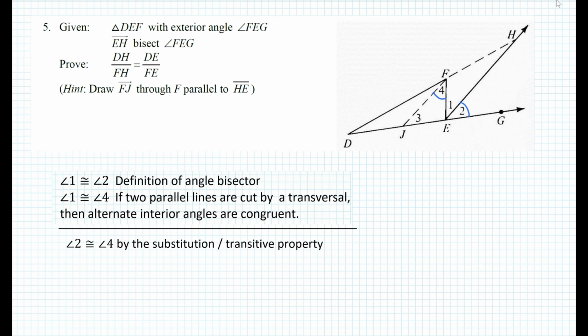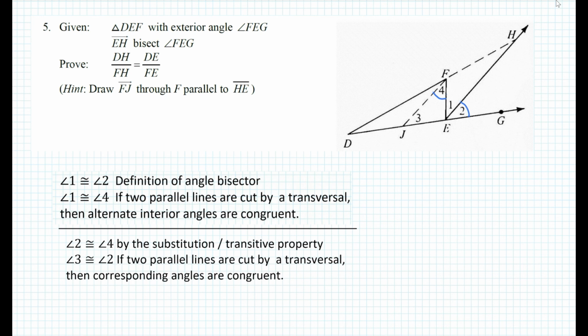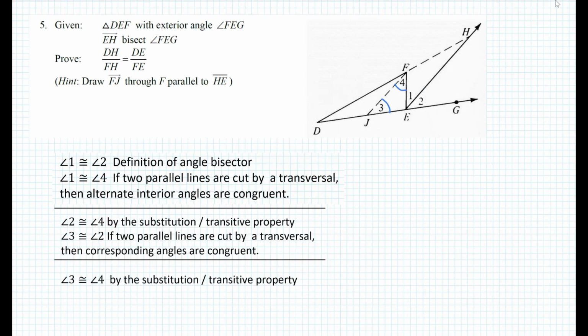How does angle 3 relate to the rest of the angles? Well, here we know that angle 3 and angle 2, as shown in the diagram here, also must be congruent, because we have these two parallel lines that are cut by a transversal, and therefore corresponding angles are congruent. So there's one last thing that we can conclude here. We can conclude that angles 3 and 4 must be congruent because of the substitution or the transitive property from the previous steps.